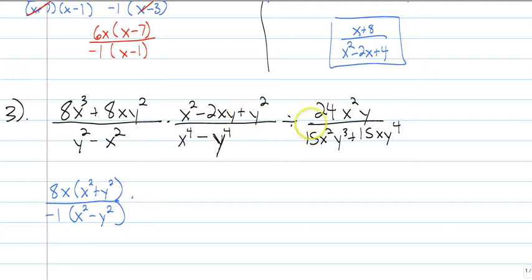On this one here, you have to recognize this. This is a perfect square trinomial. x is being squared, y is being squared, there's a minus in between. So this would be x minus y, quantity squared. That's different than this one down here, where we can do difference of squares. So we get x squared plus y squared times x squared minus y squared.